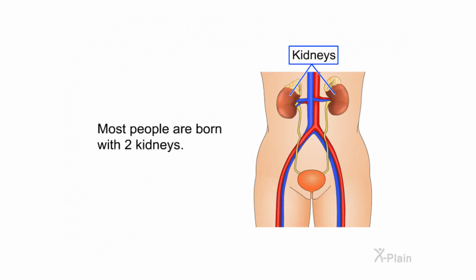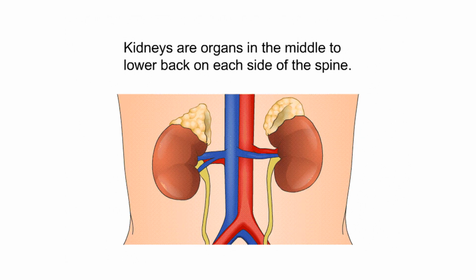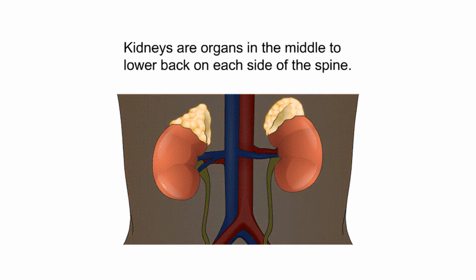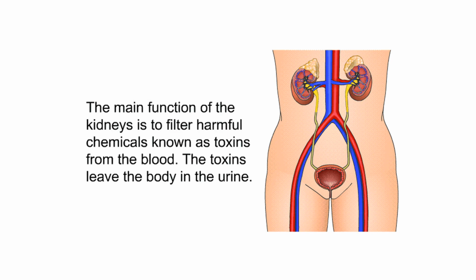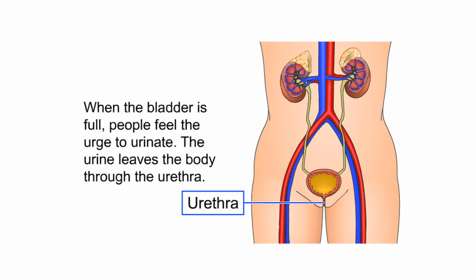Anatomy. Most people are born with 2 kidneys. Kidneys are organs in the middle to lower back on each side of the spine. The kidneys form urine. The urine then flows through tubes called ureters to the bladder, where it is stored. The main function of the kidneys is to filter harmful chemicals known as toxins from the blood. The toxins leave the body in the urine. When the bladder is full, people feel the urge to urinate. The urine leaves the body through the urethra.